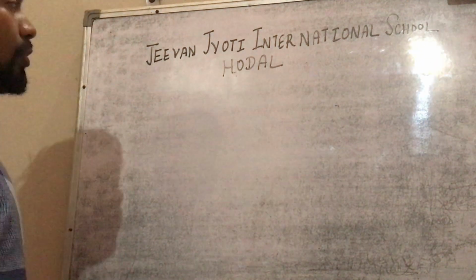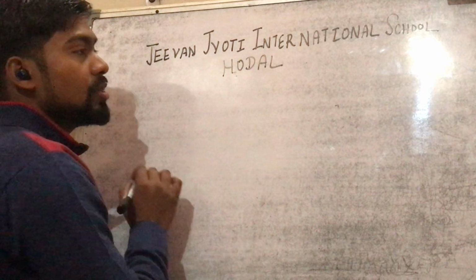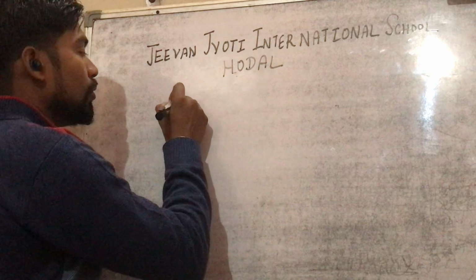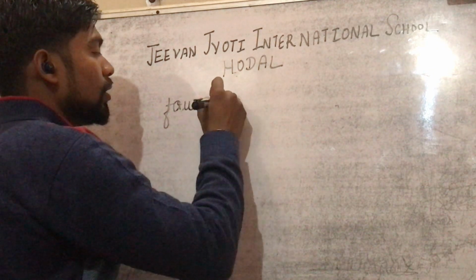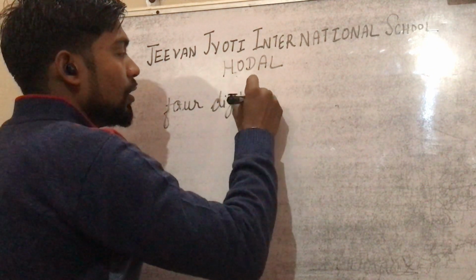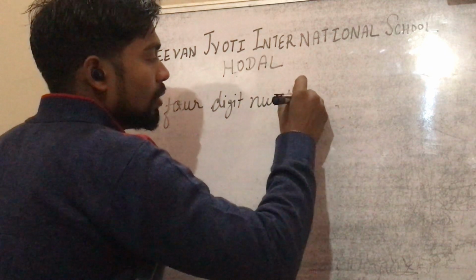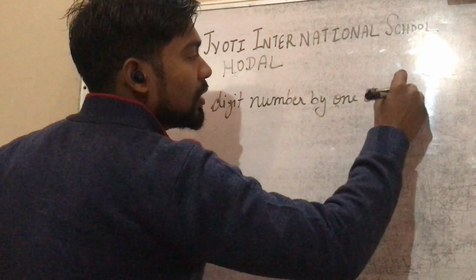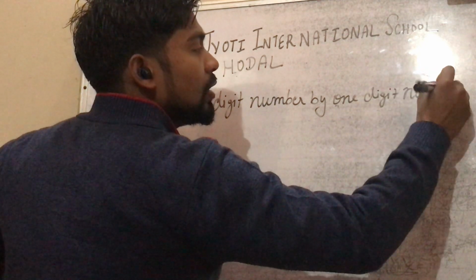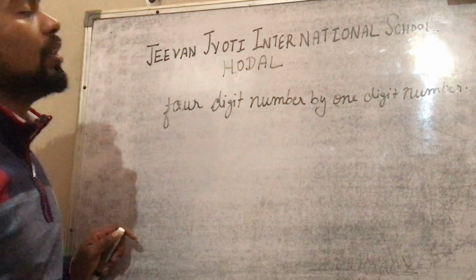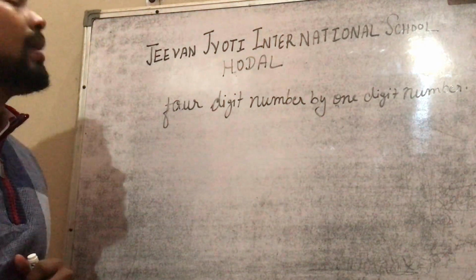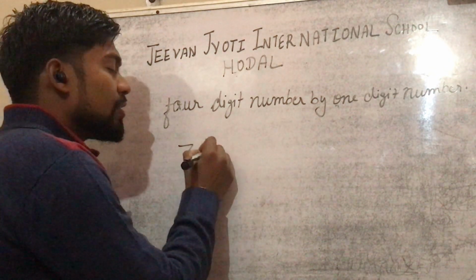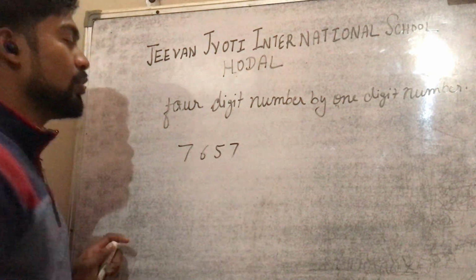Now we will move on. So today's topic was, we have to multiply a 4-digit number by a 1-digit number. Okay, we will learn how to multiply a 4-digit number by a 1-digit number. Like a 4-digit number, I am writing here 7657.